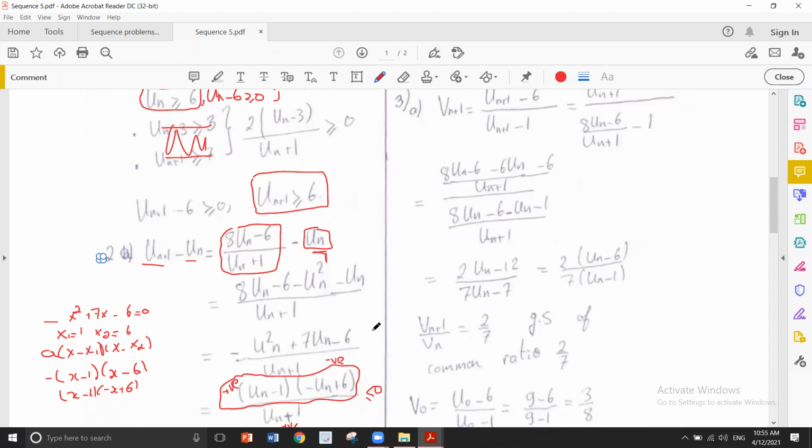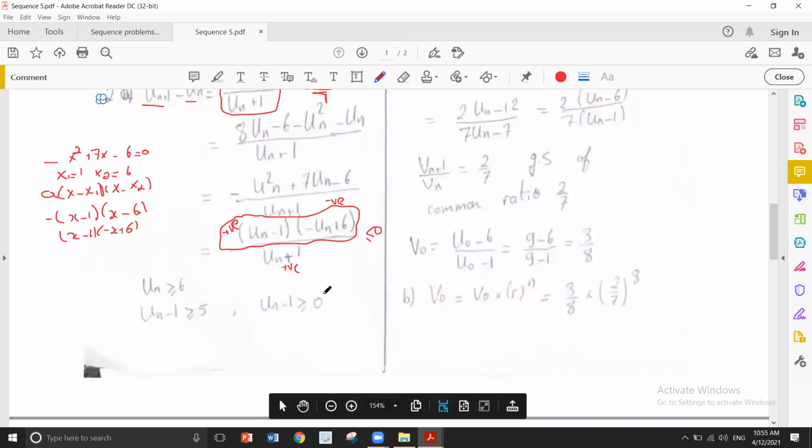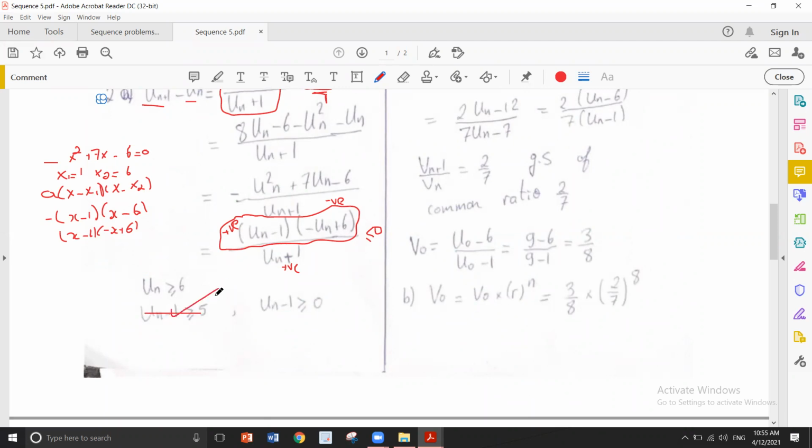Why is this positive? Since un is greater than 6, then un minus 1 is greater than 5. Yes, this is true. So this is positive. Since un is greater than 6, un minus 1 will be greater than 5. And un plus 1 is also positive.